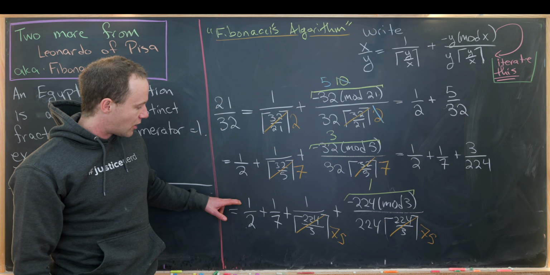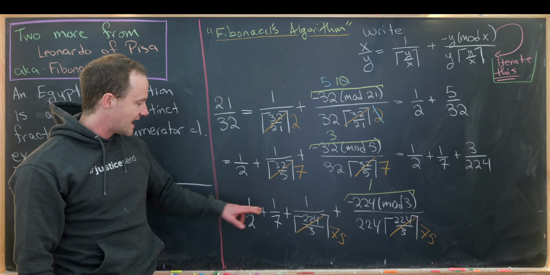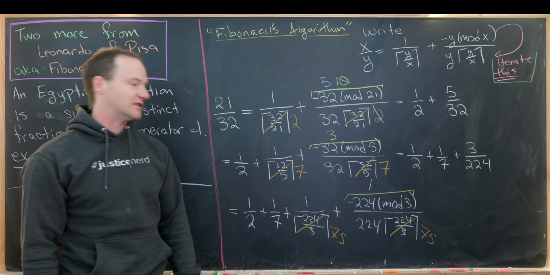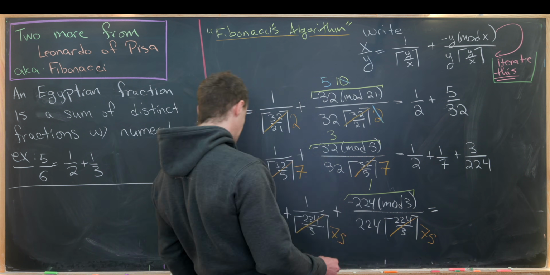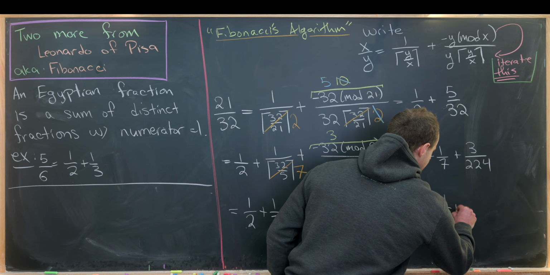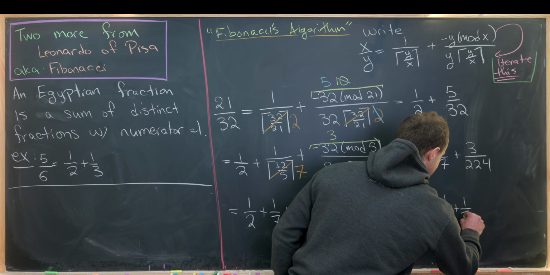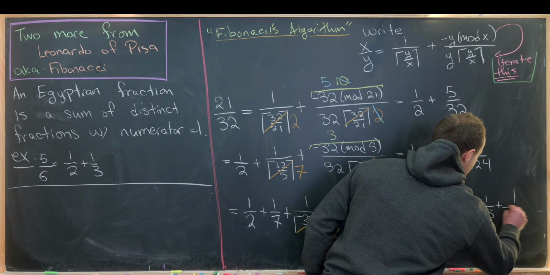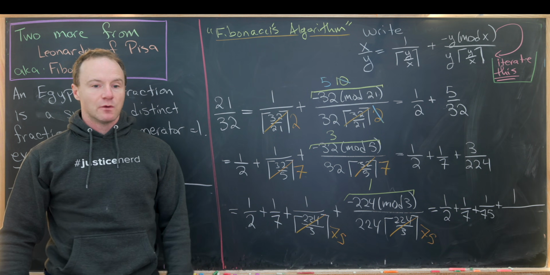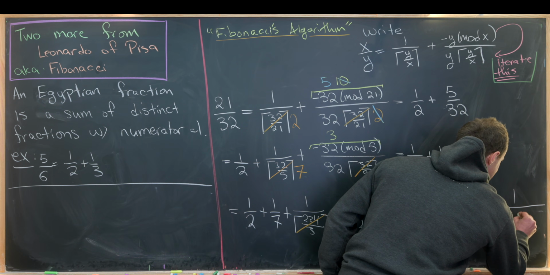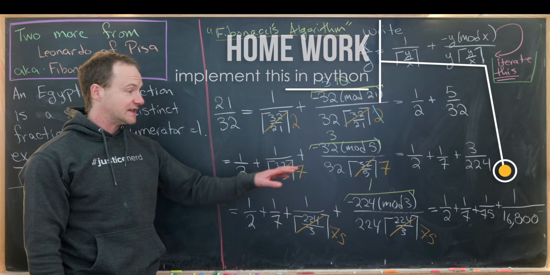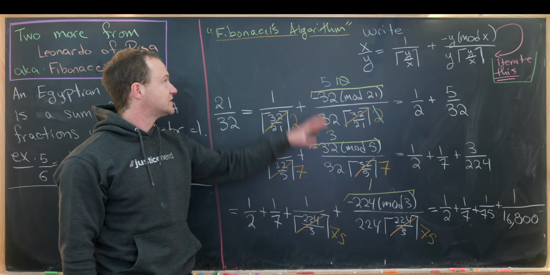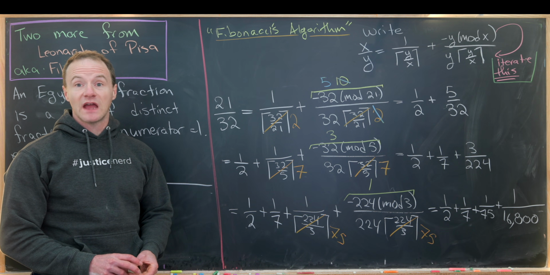But look, now we've got all numerators of 1. We have 1/2, 1/7, 1 over 75, and then 1 over 224 times 75. So putting this all together, we have our final answer. We've got 1/2 plus 1/7 plus 1 over 75, and then multiplying this last thing out will give us 1 over 16,800. And so that's the Egyptian fraction decomposition of 21 over 32 using Fibonacci's algorithm. And that's a good place to stop.